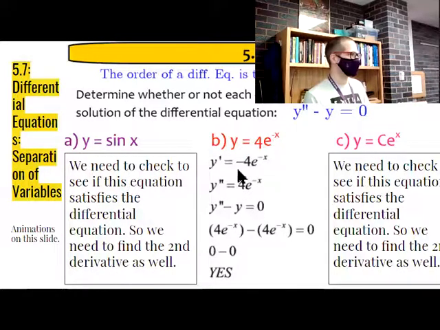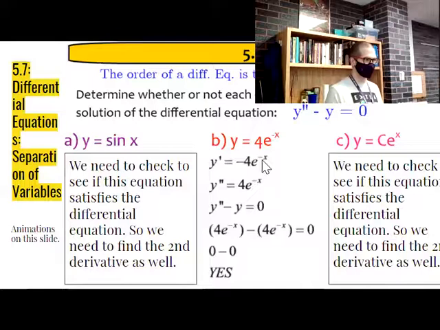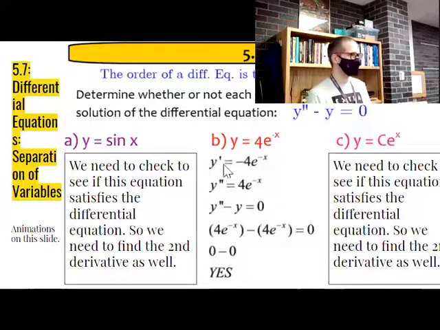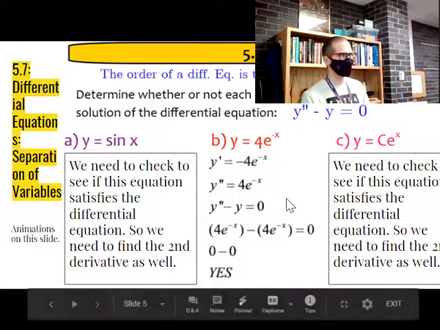So I have y prime is negative 4 e to the negative x. That's why that's negative, because derivative of e to the x is just e to the x. But derivative of e to the negative x is negative e to the negative x. So y prime is negative 4 e to the negative x, which means y double prime is 4 times e to the negative x. Let's plug them into the second order differential equation and see what we get.